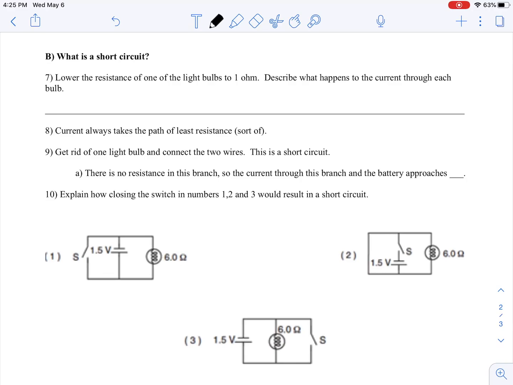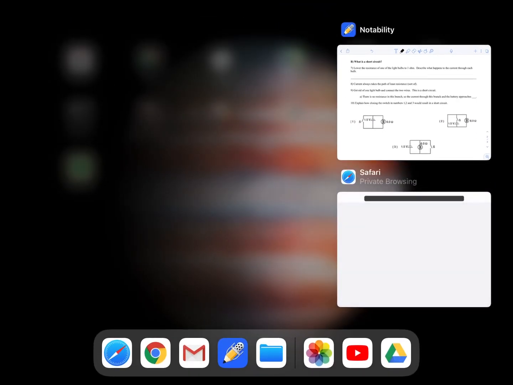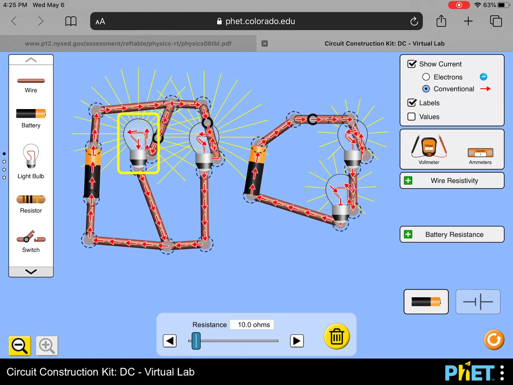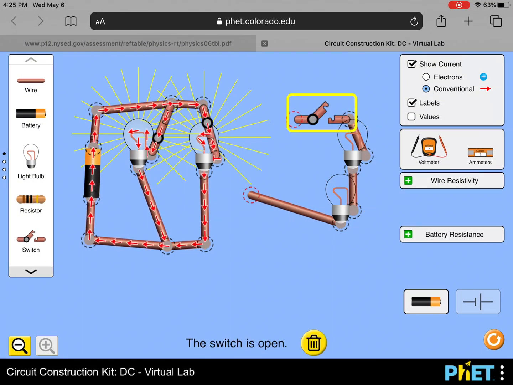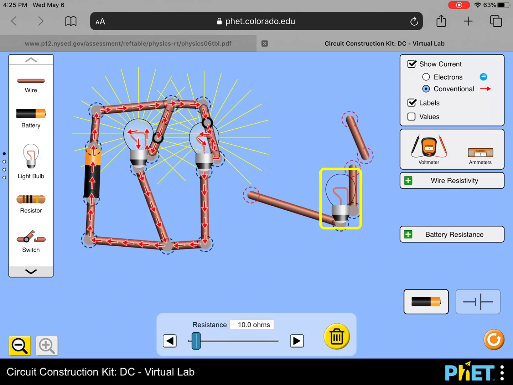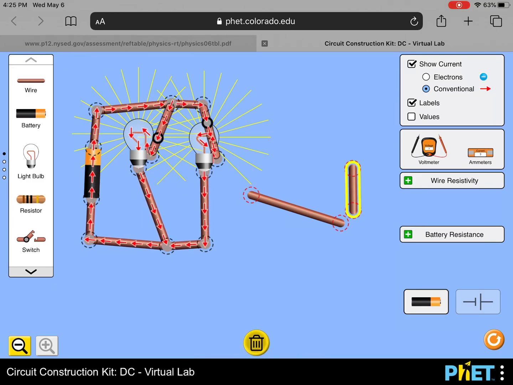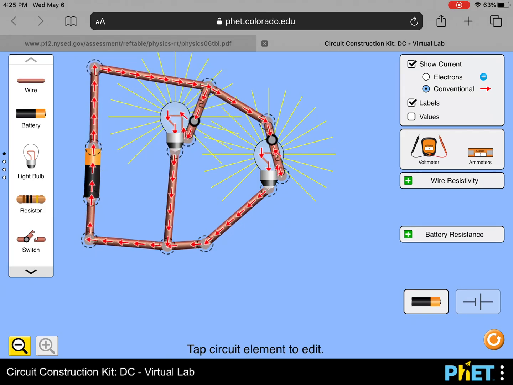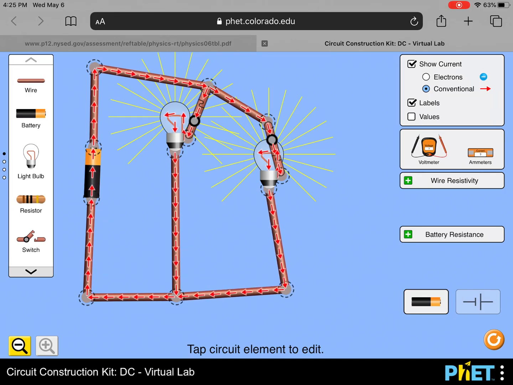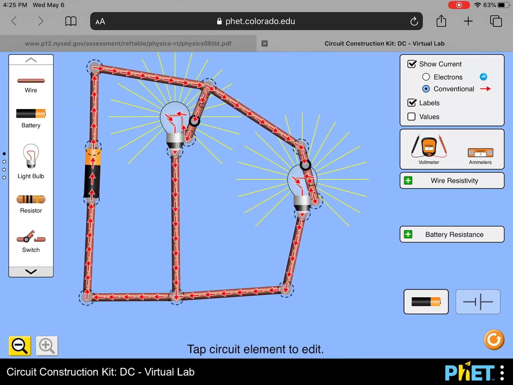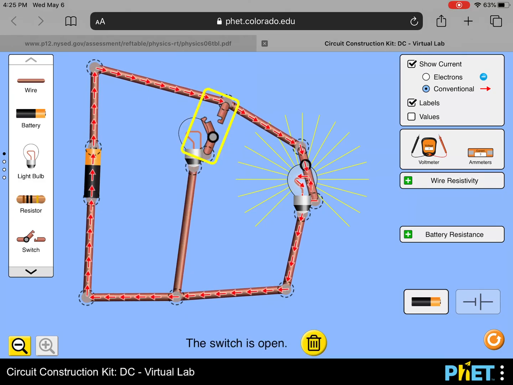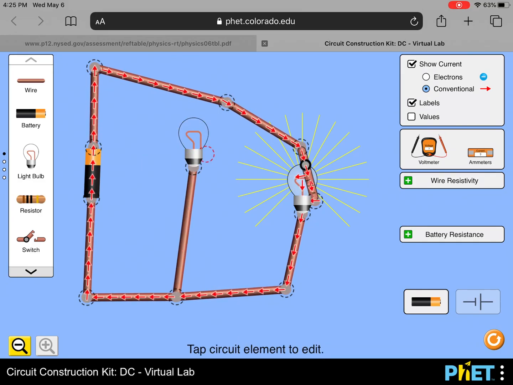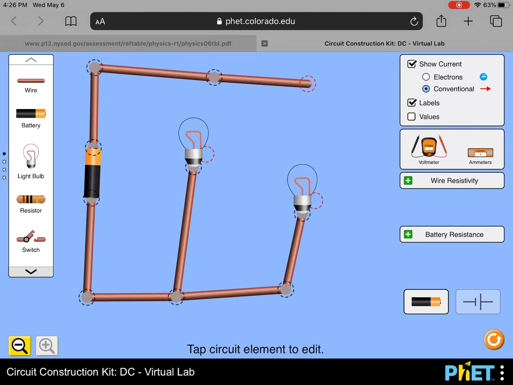All right, so we're still going to work with the parallel circuit. Lower the resistance of one of the light bulbs to 1 ohm. Describe what happens to the current through each bulb. So let's get rid of this. I'm going to move this over here. You can leave the switches in there, they don't really affect anything. Let's spread this out a little. These switches are kind of annoying to deal with, so I'm going to get rid of them. Let's just put the regular old wires back in. All right, so now we're back.